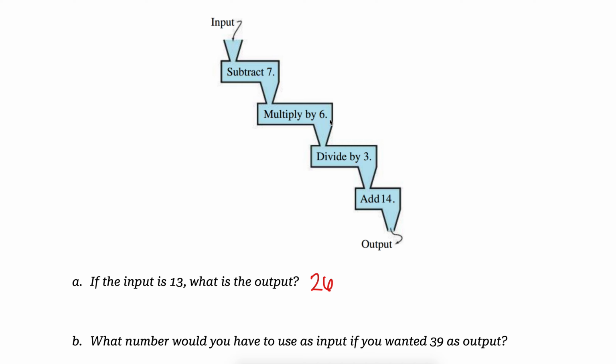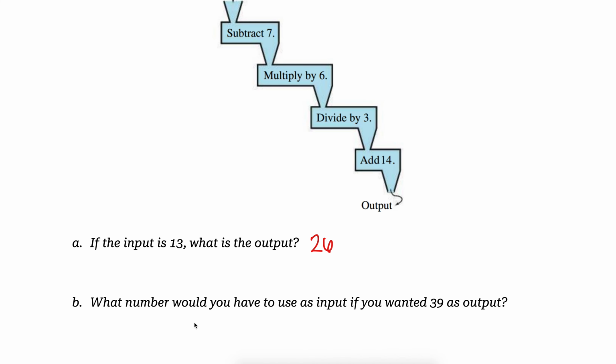Moving up again, instead of multiplying by 6, we're dividing by 6. So 75 divided by 6 is going to be 12.5. And then the last step, instead of subtracting 7, we're going to add 7. So 12.5 plus 7 is 19.5. So if I wanted 39 as an output, I'm going to input 19.5.